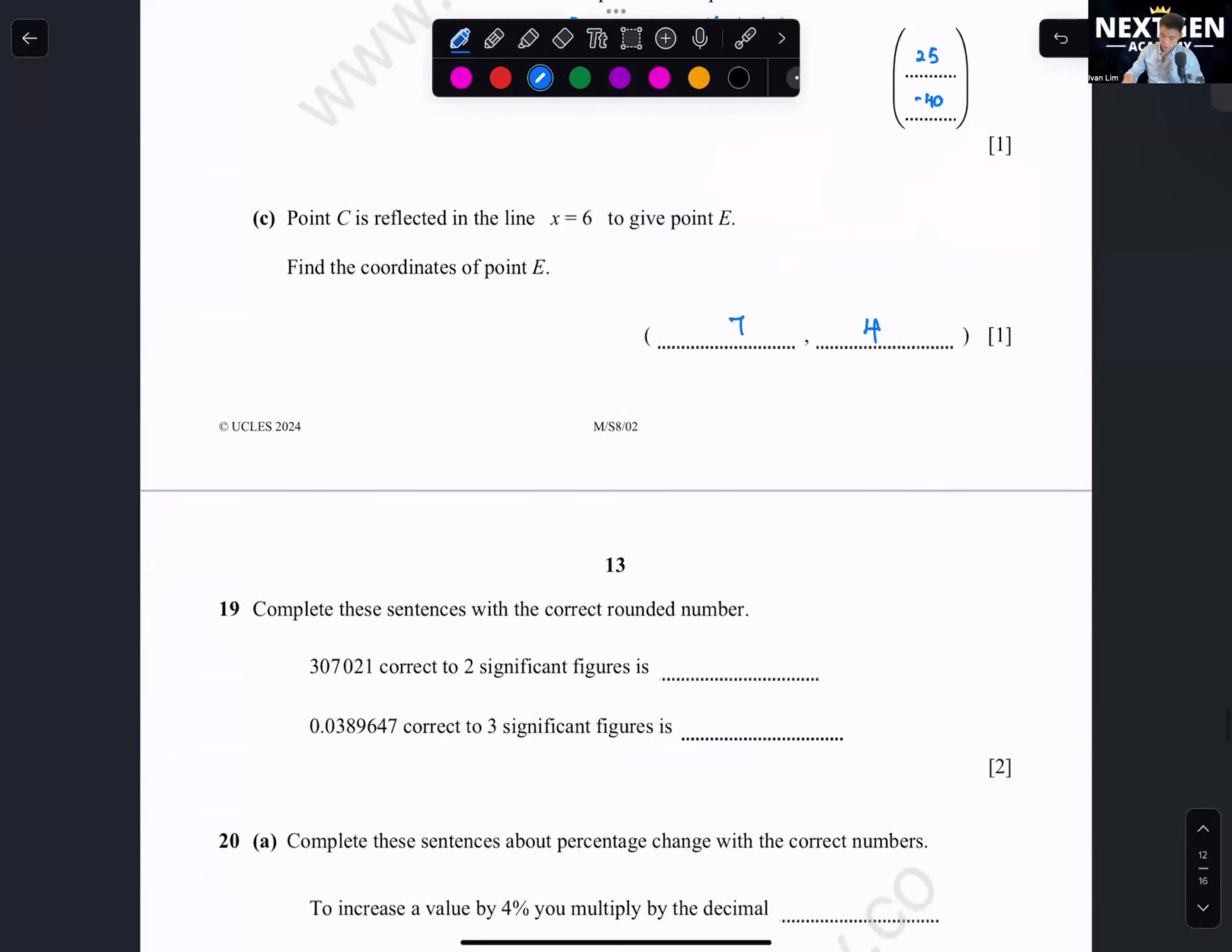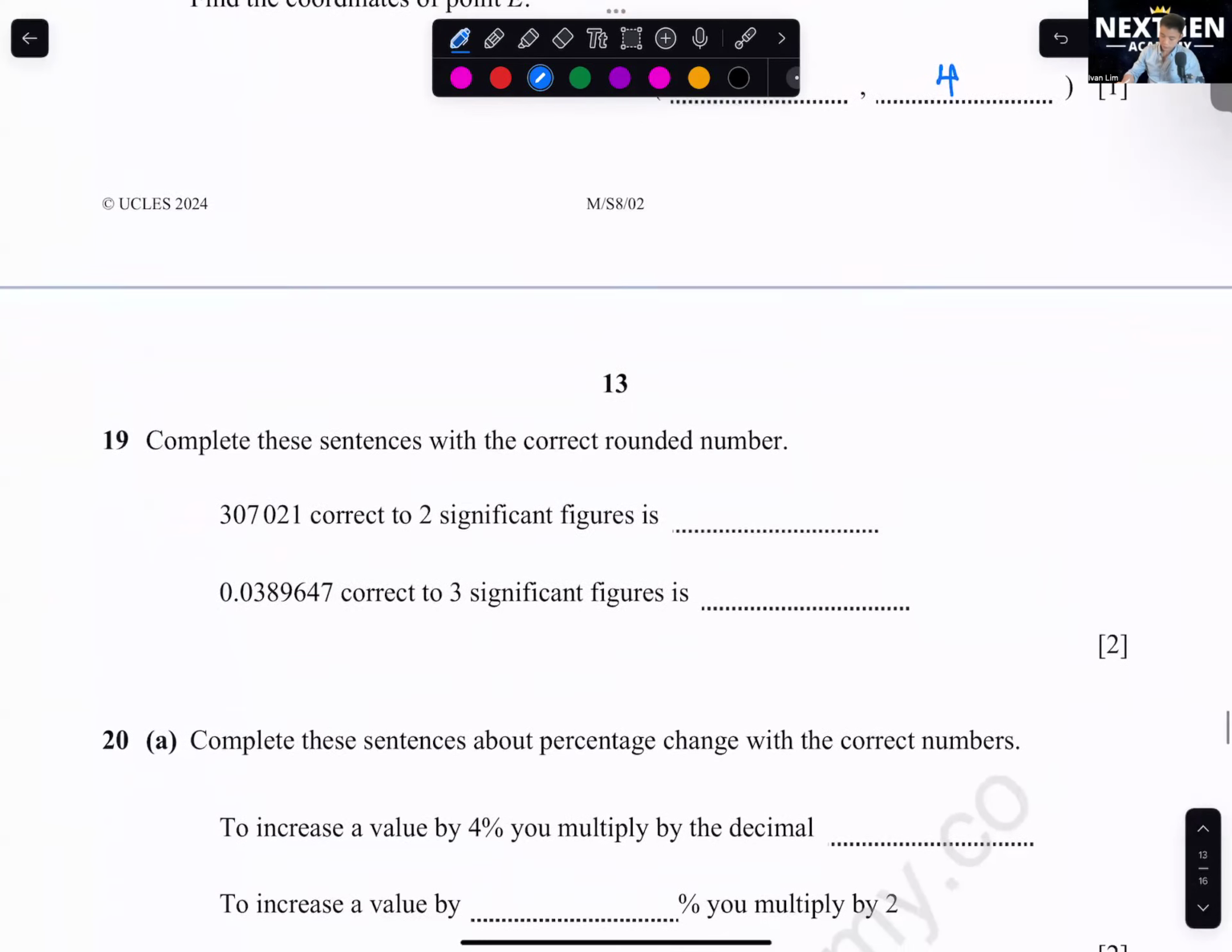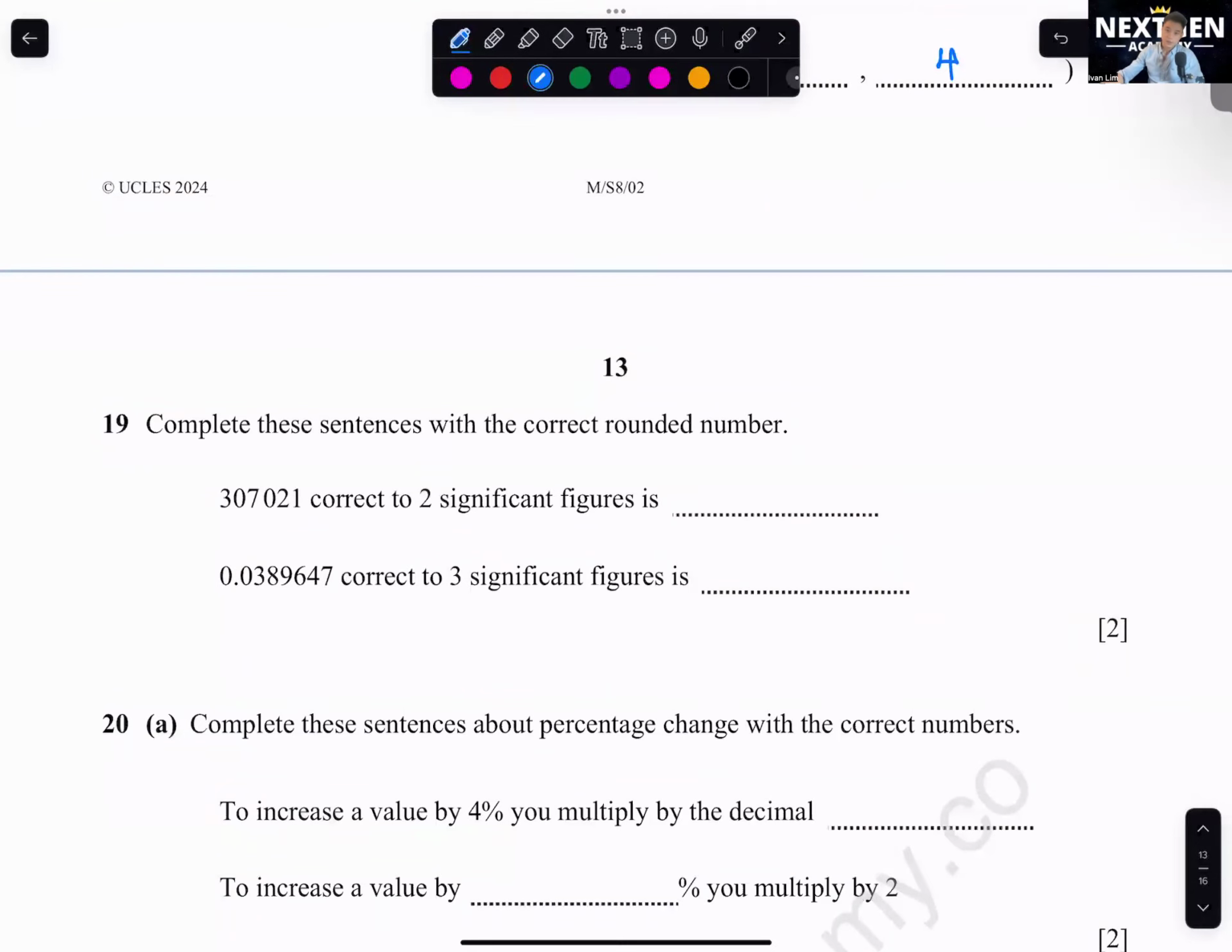Okay, let's go to question 19. I want you all to try this. This is a year 7 question. Complete these sentences with the correct rounded number. 307021 correct to 2 significant figures is what? What will be the answer of this? This is a whole number with 6 digits. What would be the 2SF? Can anyone give me the answer?